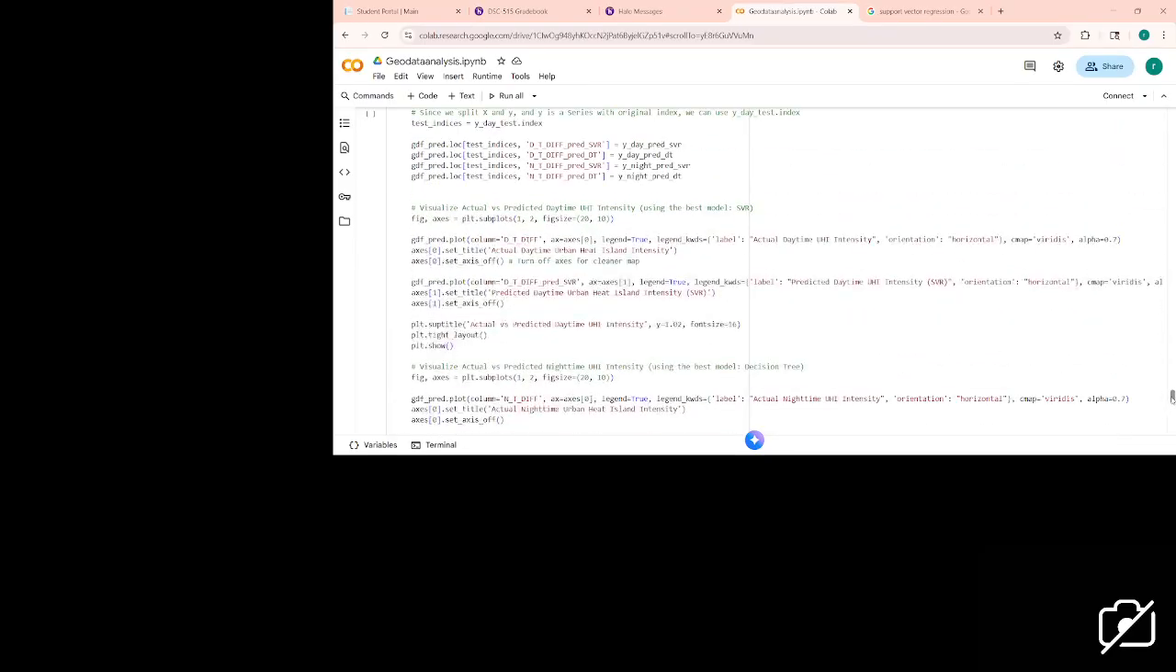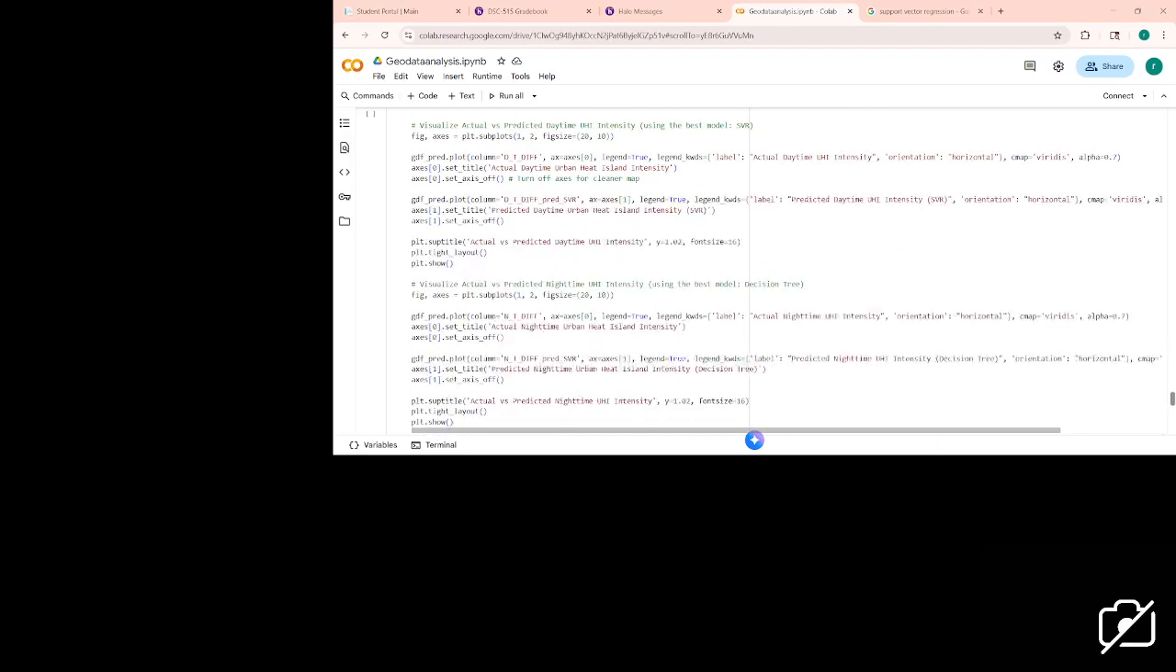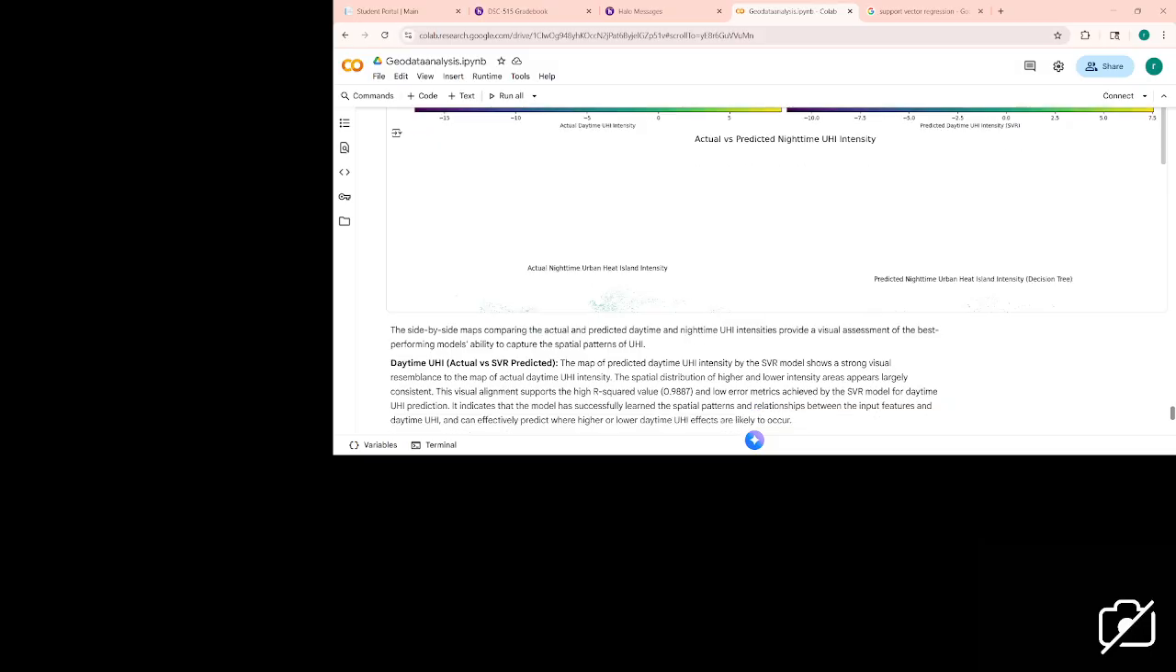We were also able to plot the geospatial visualization that includes the predicted urban heat intensity versus the actual comparison, and from the plot we can see there is similarity between the actual and the predicted, implying that our model was able to correctly predict the urban heat island intensities.